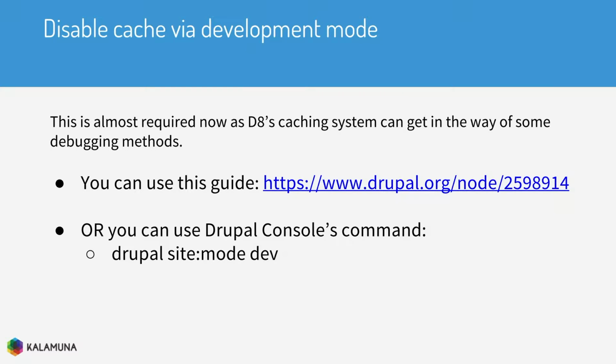I'm not really going to go over Drupal Console in this session, but there is a Drupal Console command where if you run that, you can put your site into development mode, and the other variable on that is prod. You can throw it back into production, and it turns all the caching on and stuff like that.